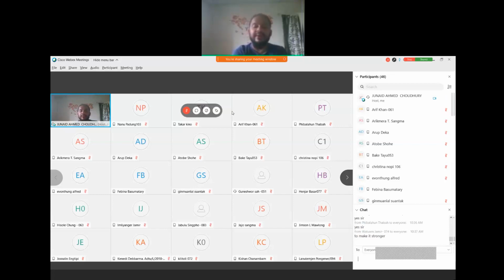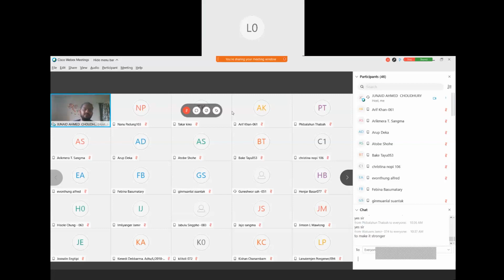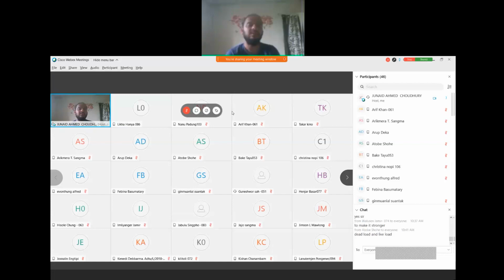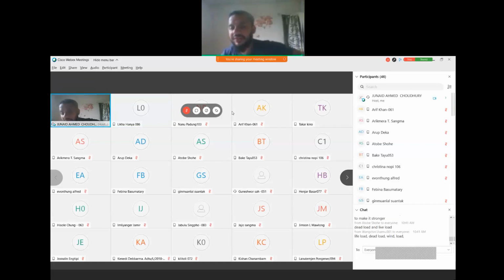Can you tell me what are the different types of loads that will act on an RCC structure? Live load, yes, and dead load. Okay, next, seismic load, yes. Wind load. Earthquake load, and the last one is snow load.